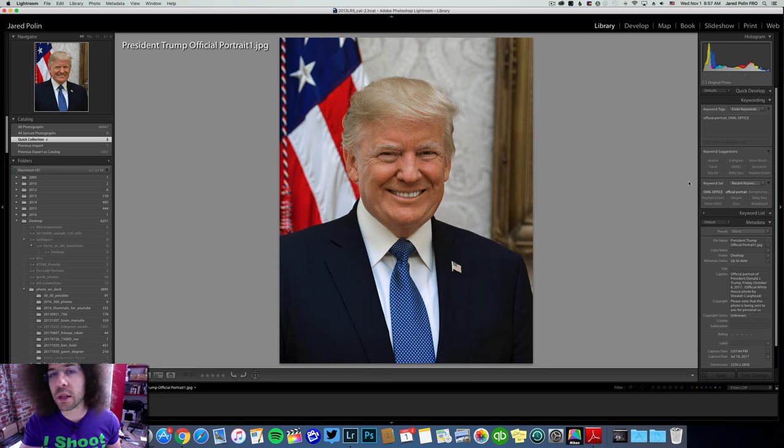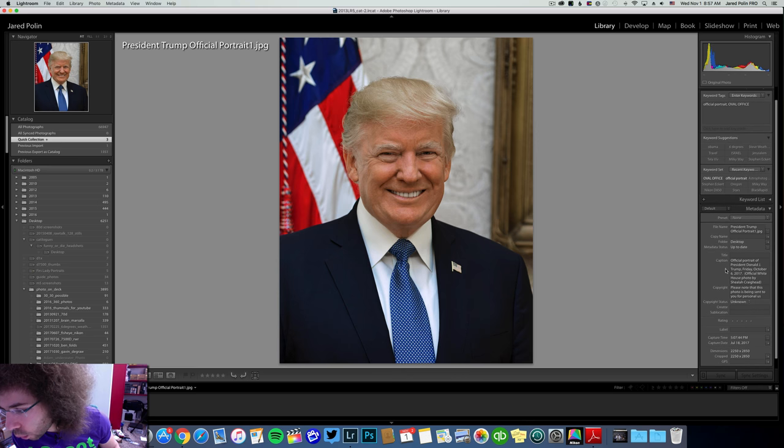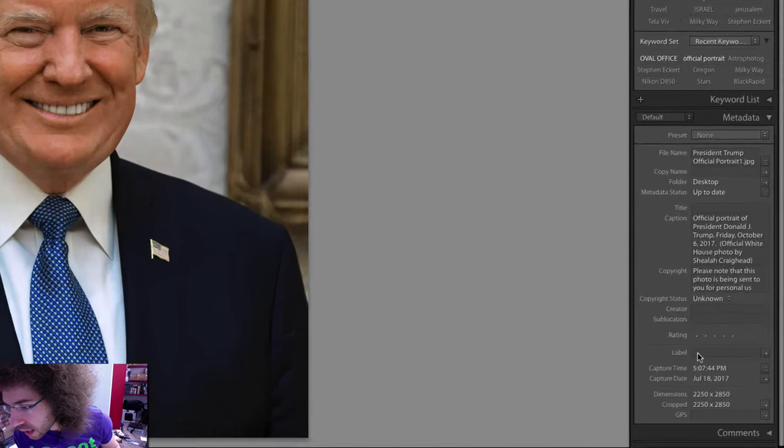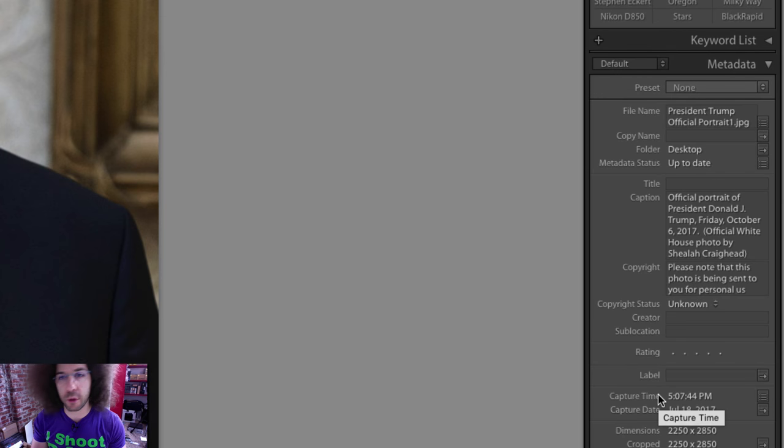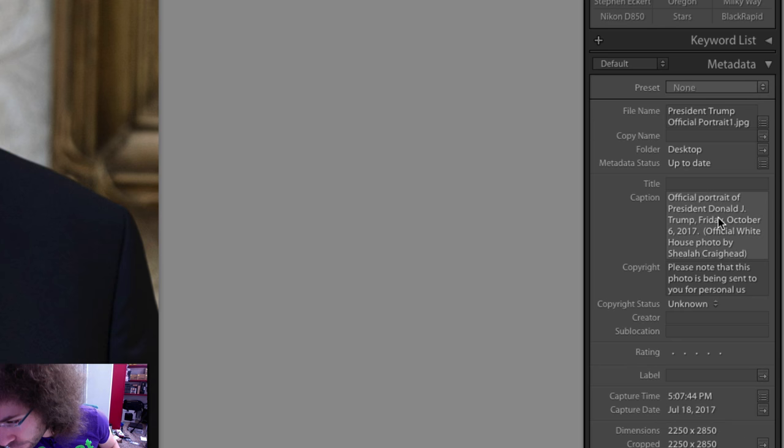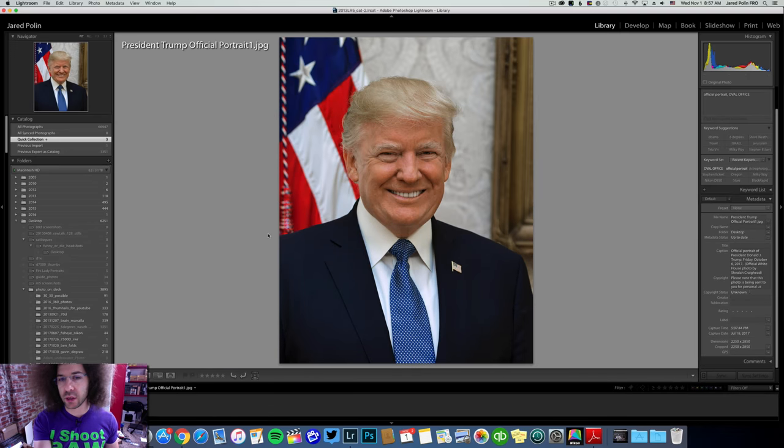Well, we try to look at the metadata first, trying to see what it was shot at and what it was shot with, and all of the metadata was stripped from this one, except for you can see that it says official portrait of President Donald J. Trump, Friday, October 6th, official White House photo by Sheila Craighead. So here's the image. Where do we start?